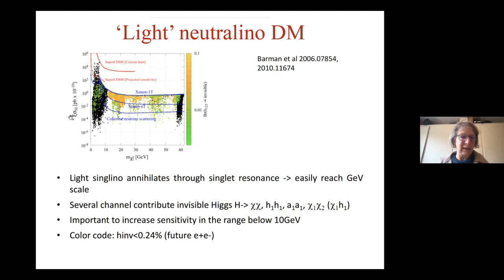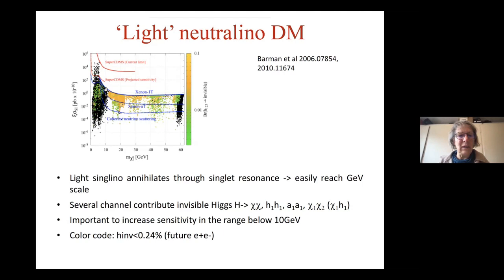So of course, in these scans you have both the case where the singlino produces exactly the correct relic density, as well as the case where the singlino is underabundant. Both cases are completely covered. And this is folded into the plot here so that you see directly what can be excluded by direct detection, even if there's some additional dark matter component.